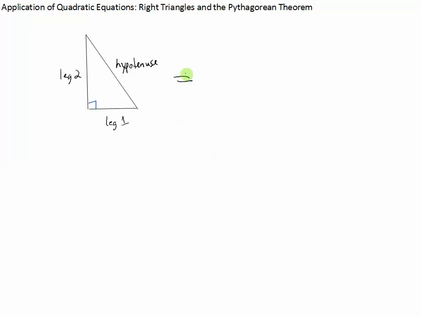It doesn't matter which one you label as leg 1 or leg 2. But what follows is this interesting equation that Pythagoras, or the Pythagoreans, came up with: if you take the length of leg 1 and square it, and add it to the length of leg 2 squared, then you interestingly enough get the length of the hypotenuse squared. So it seems natural that the Pythagorean theorem could result in quadratic equations, because notice that everything in this equation is squared. Okay, let's see if we can apply this new idea.